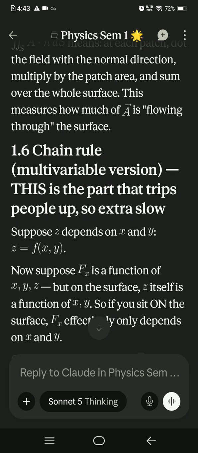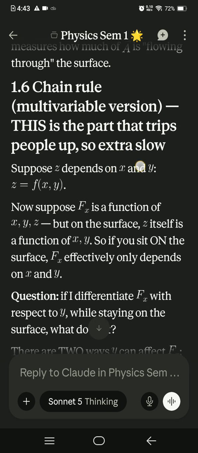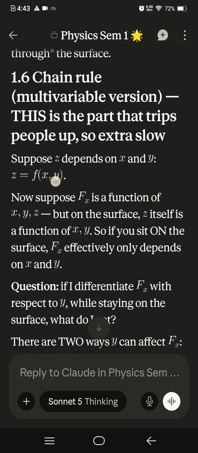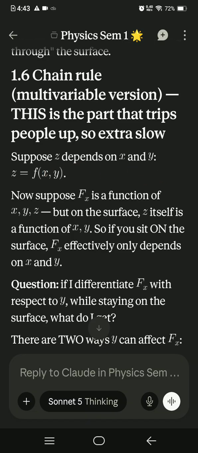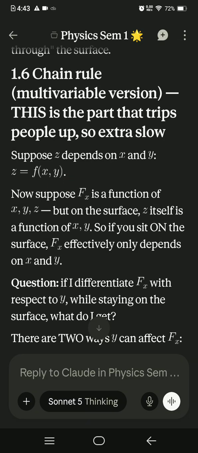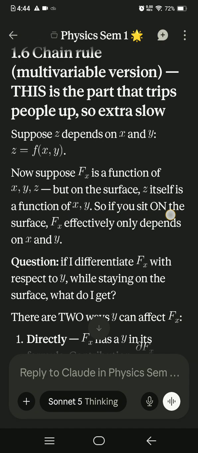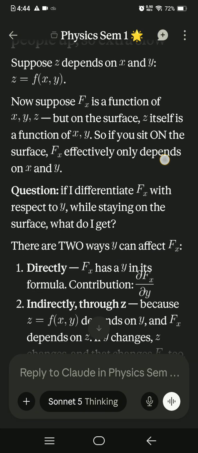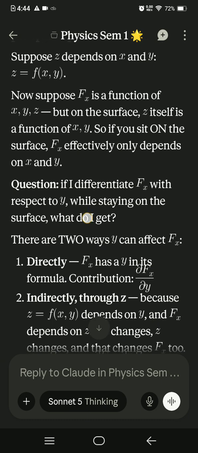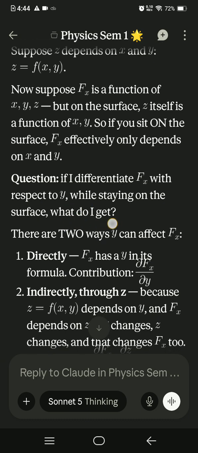Chain rule, multi-variable version. This is the part that trips people up, so extra slow. Suppose z depends on x and y, so z is a function of x and y. Now suppose fx is a function of x, y, z, but on the surface z itself is a function of x and y. So if you sit on the surface, fx effectively only depends on x and y. Question: if I differentiate fx with respect to y while staying on the surface, what do I get?